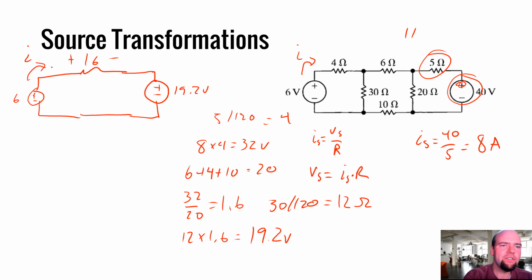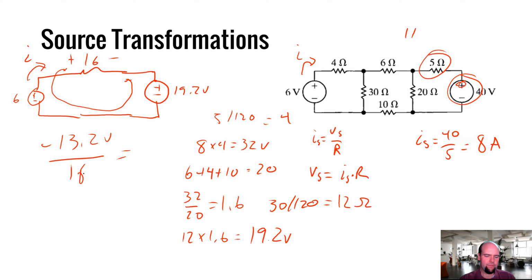And the voltage across this resistor, starting at the positive one and going back down here, is going to be 6 minus negative 19.2. So the voltage across the resistor is going to be negative 13.2 volts divided by 16. It's negative 0.825.